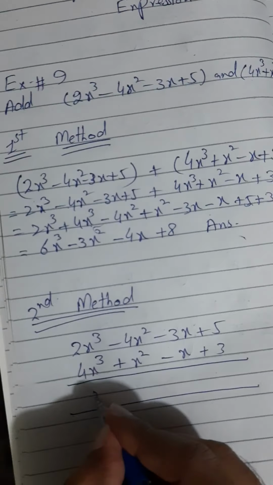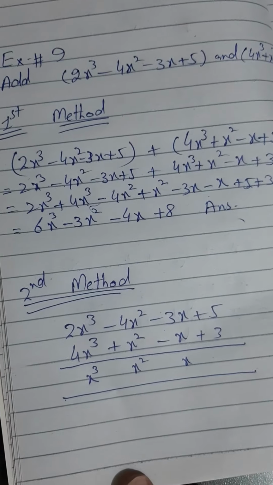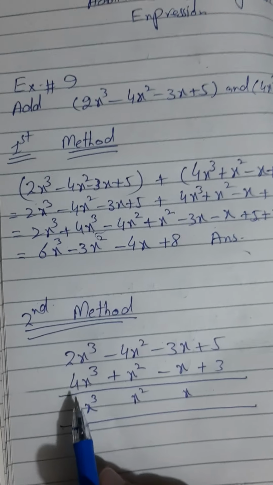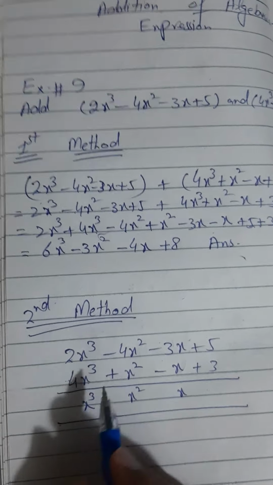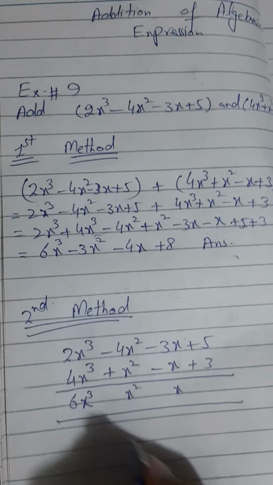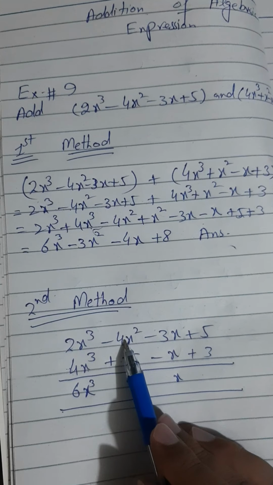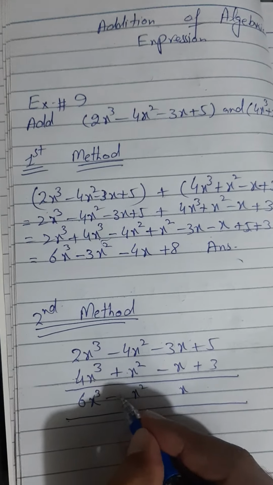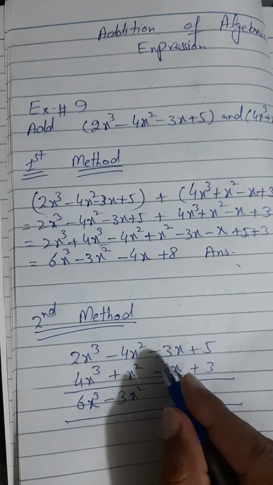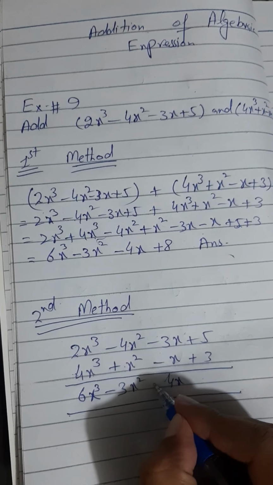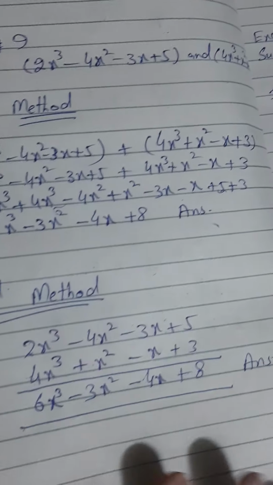Now first, you can write the variables directly, and we have to solve their coefficients. 2 and 4 both have same signs, both are positive, so it's 6x cube. In the next it's positive 1 and negative 4, so different signs, and we will subtract, it's minus 3x square. And next both have same sign, so we add and we use the sign of the greater number, and it's the same. It's the answer with the second method.